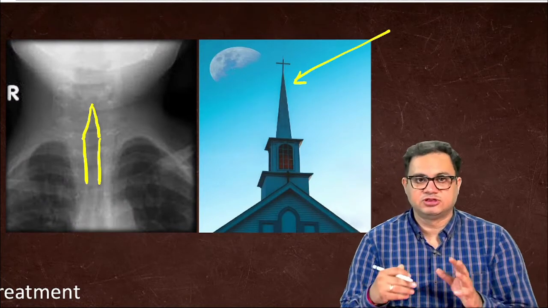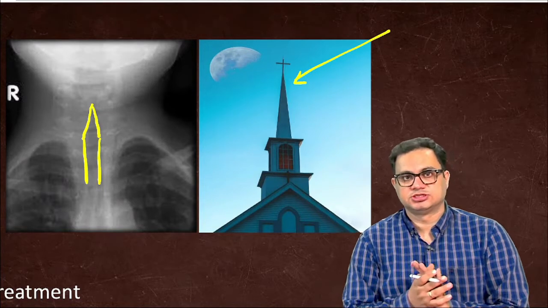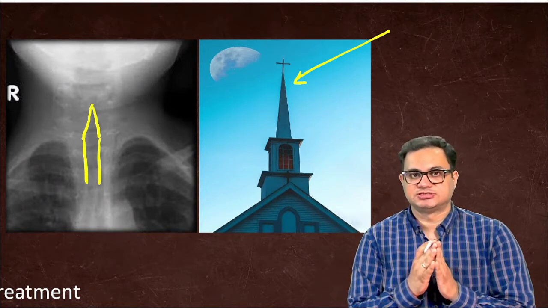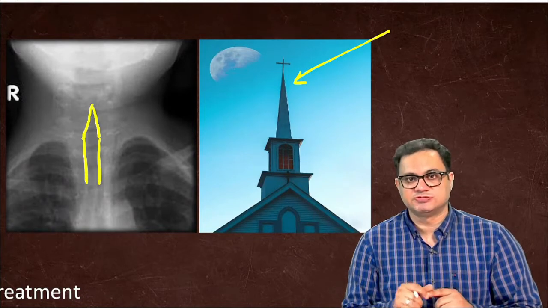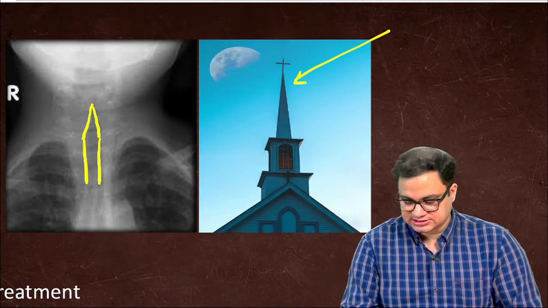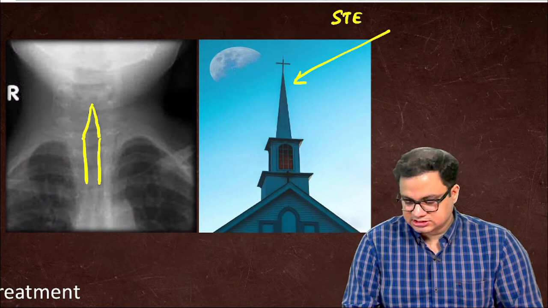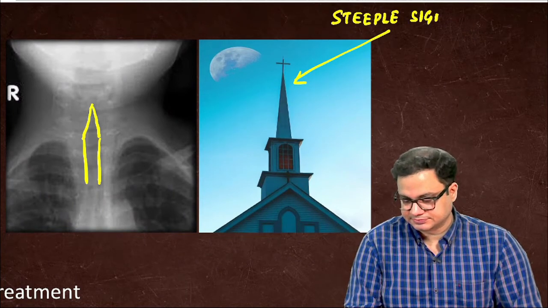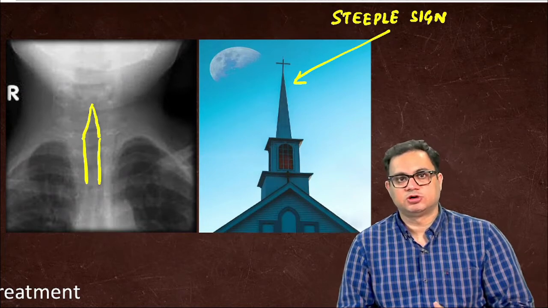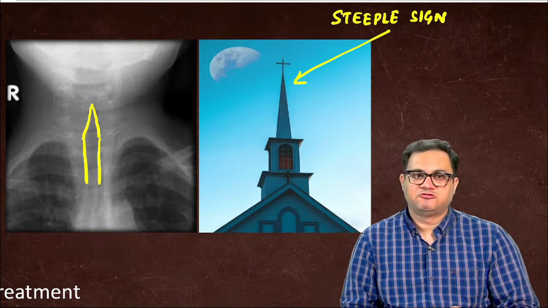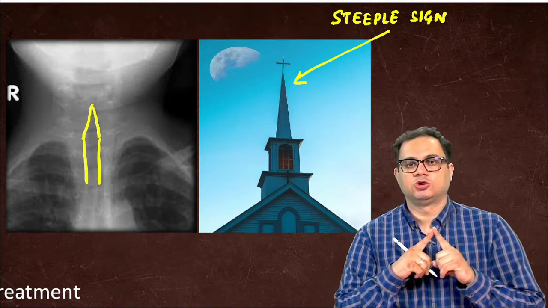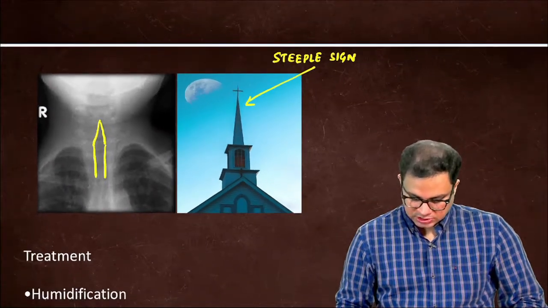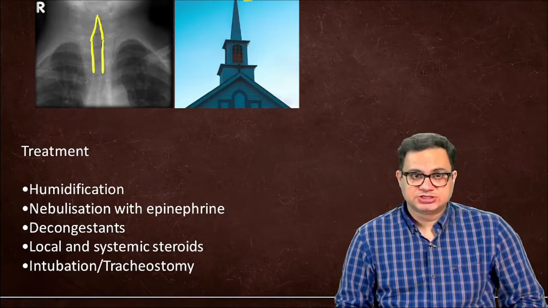If you have been to the church or if you have seen the church from outside, on the top of the church there is a steeple which is present. So this basically resembles the steeple of the church, and that's why this is known as the steeple sign. So in acute epiglottitis you will see a thumb sign, whereas in acute laryngotracheobronchitis you will see a steeple sign.